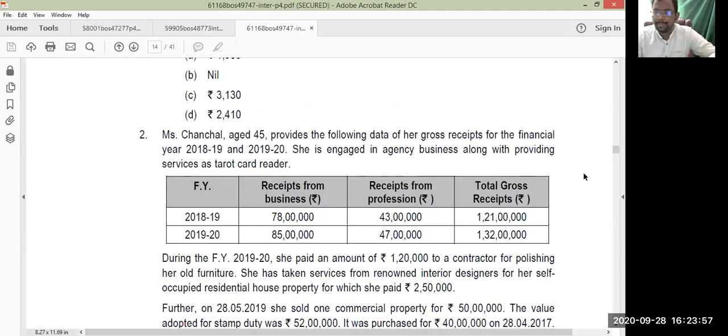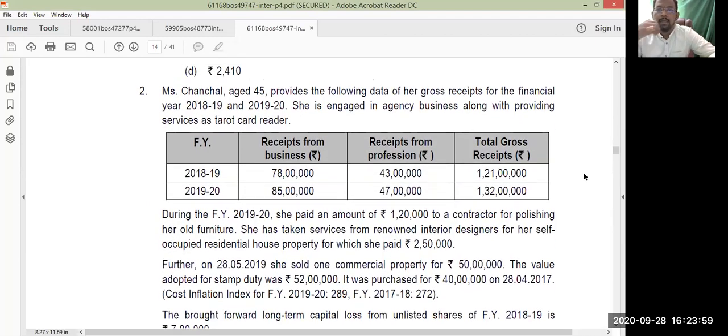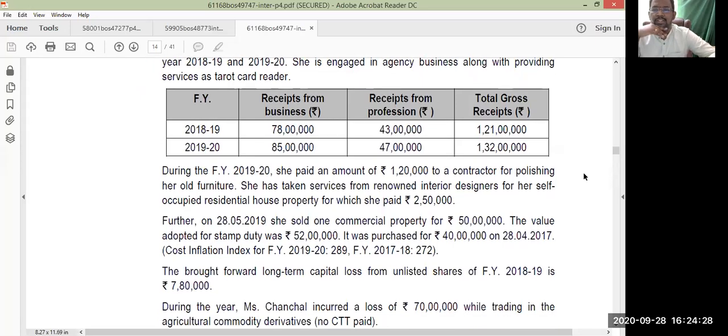Next, second question. Mr. Chanchal, aged 45 years, provides the following data for her gross receipts for the year 2018-19 and 2019-20, engaged in the HNC business, along with providing services as a tarot card reader. 2018-19 receipts from business 78 lakhs, 2019-20 85 lakhs. Receipts from profession, total receipts. During the financial year 2019-20, she paid an amount of 1,20,000 to a contractor for polishing her old furniture.